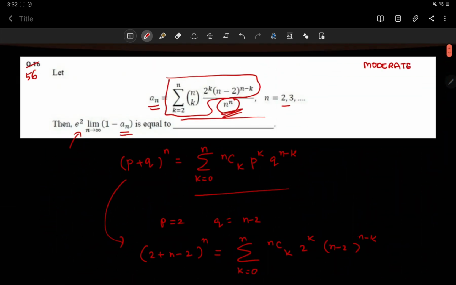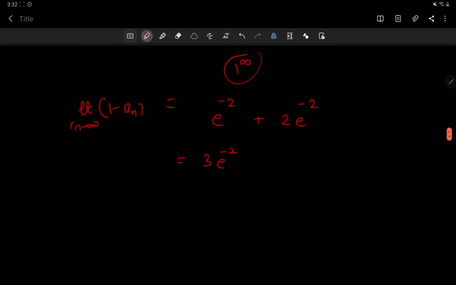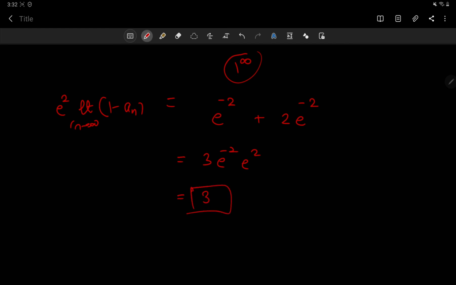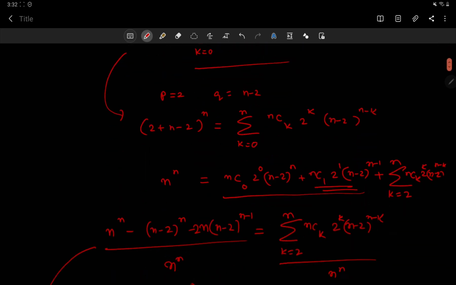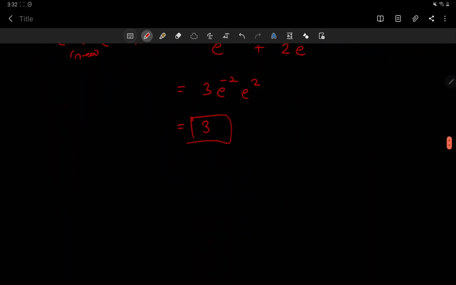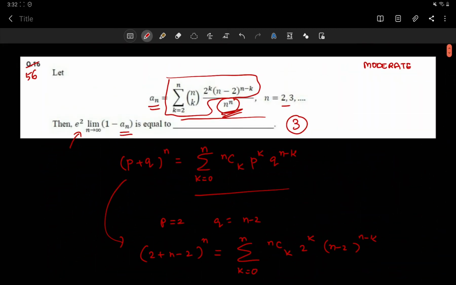But the question is asking e square into the limit of 1 minus an. So we have to multiply with e square as well. So after multiplying with e square, we have 3 as an answer. So this was a numerical answer type. So our answer is 3. I hope you got the process very smoothly. So thank you.